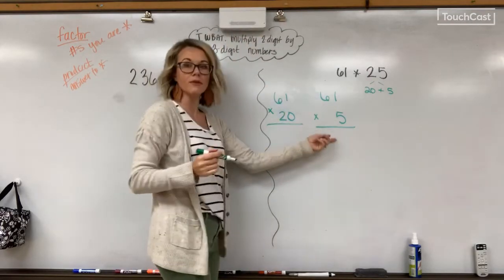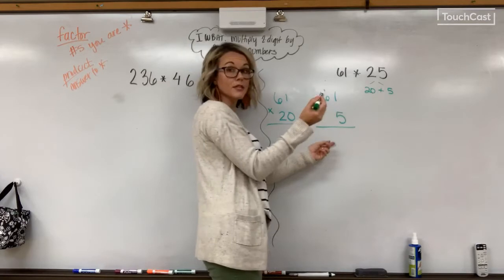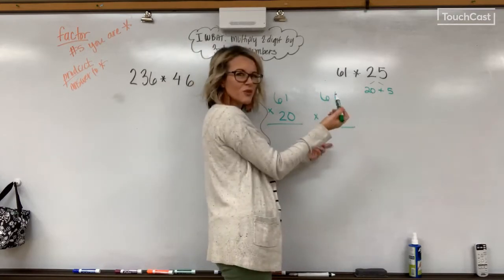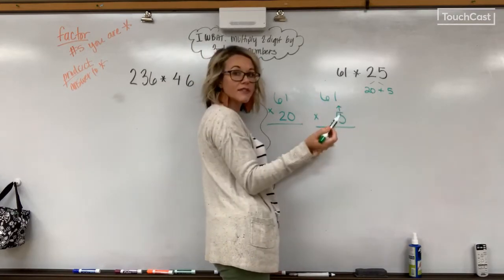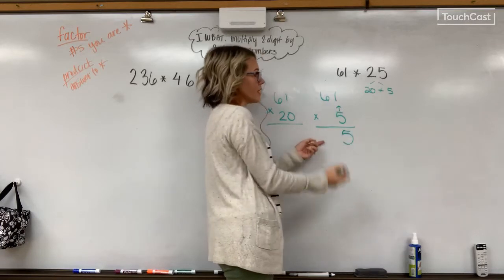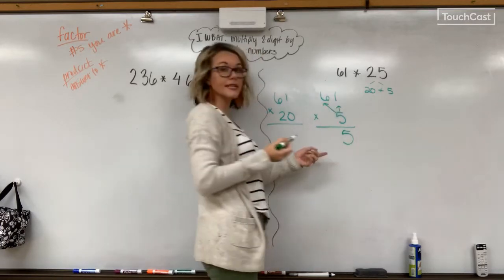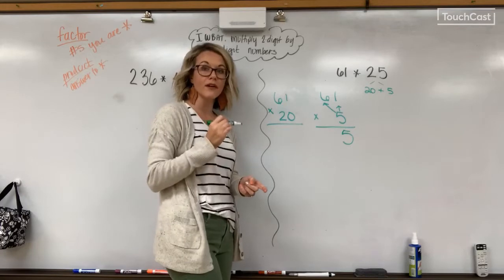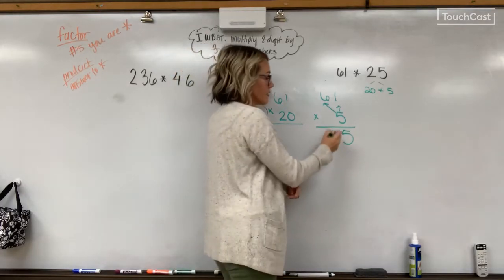So let's start with 61 times 5. I'm going to start with my ones place, just like you do when you're adding. So 5 times 1 is 5. And then I'm going to go to my tens place and do 5 times 6. 5 times 6 is 30.